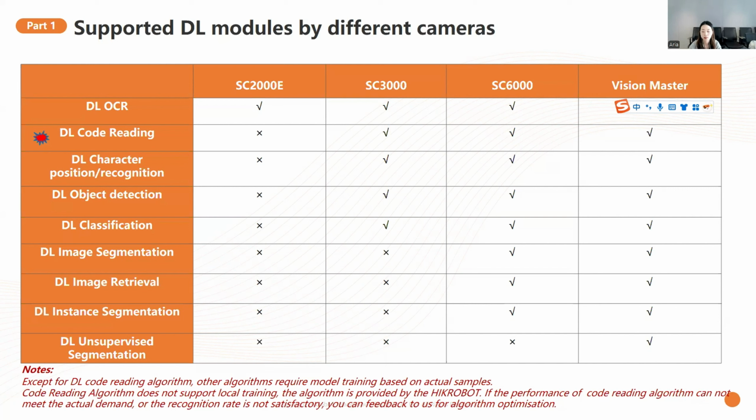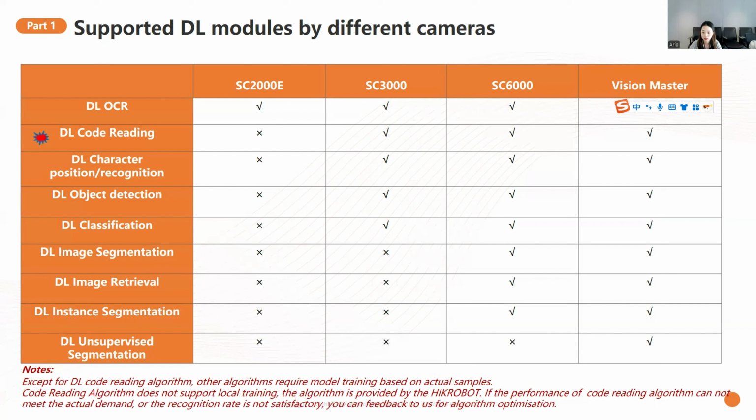Well, the Vision Master software is our algorithm platform. All of the algorithms are available for Vision Master software. But by the way, if you want to use the deep learning algorithms, you need to purchase a full function dongle, and then all of the deep learning algorithms can run on Vision Master software.